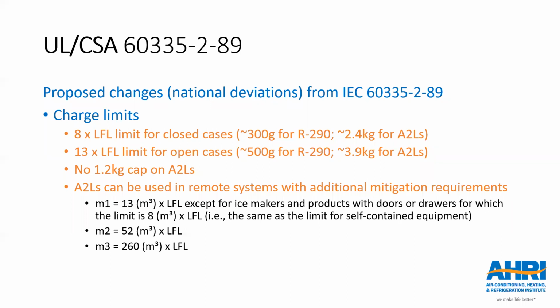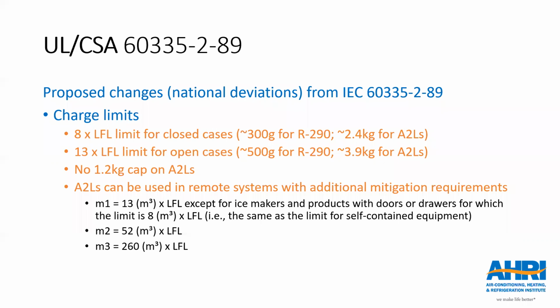So probably the most significant difference between the UL CSA standard and the IEC standard is that A2L refrigerants can be used in remote condensing systems with additional mitigation requirements. There are three basic charge limit thresholds that have been established that dictate what mitigation steps have to be in place. What we call M1 are basically the same charge limits as for the self-contained equipment. That's 8 times LFL for closed equipment and 13 times LFL for open equipment.